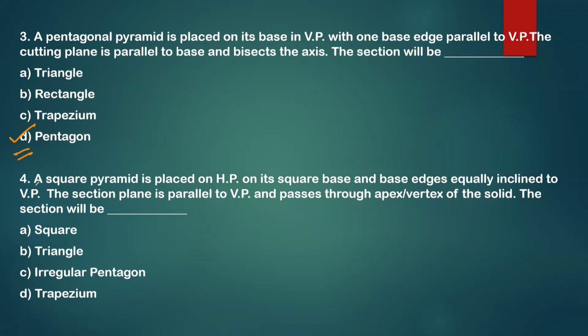Now next, fourth one: a square pyramid is placed on HP, on its square base, and the base is equally inclined to VP. The section plane is parallel to VP and passes through the apex or the vertex of the solid. Then the section will be. Okay, we'll see now. So we'll draw here.